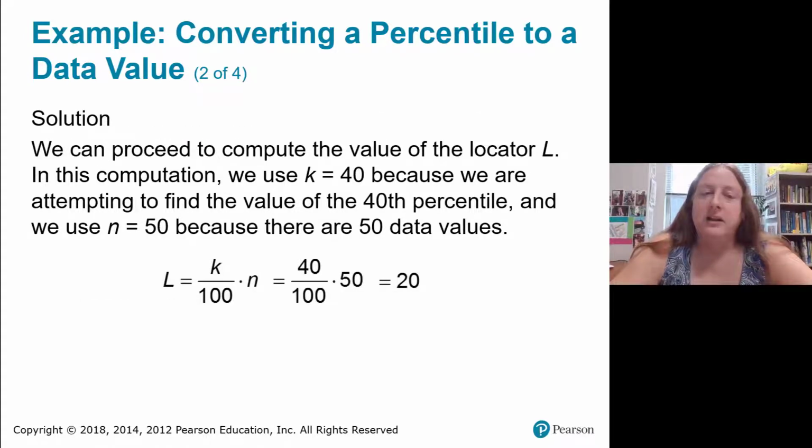So we need to calculate the locator. To calculate the locator, we'll take 40, our k value, divide it by 100, and multiply it by 50 since there are 50 data values. That'll tell us 20.